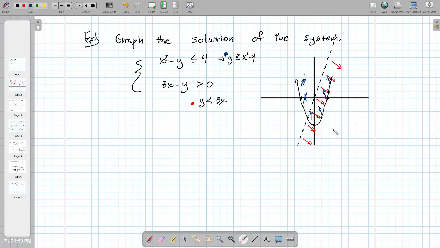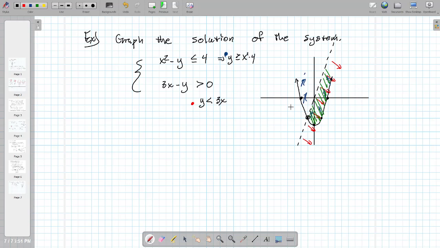And then wherever we overlap, that's going to be the solution to the system. So right here. Notice up here, this is only blue. Down here, this is only red. Our actual solution to the system is all of this. And we'll get another intersection point up here. We have an intersection point right here.